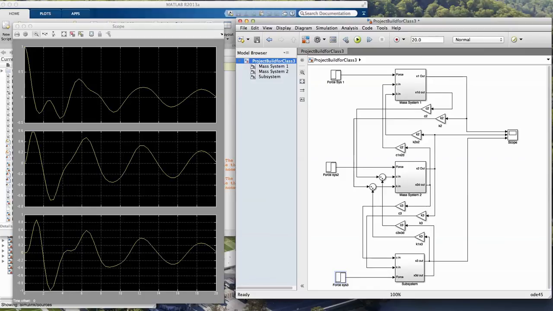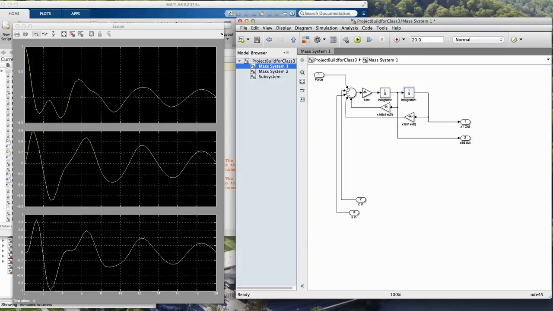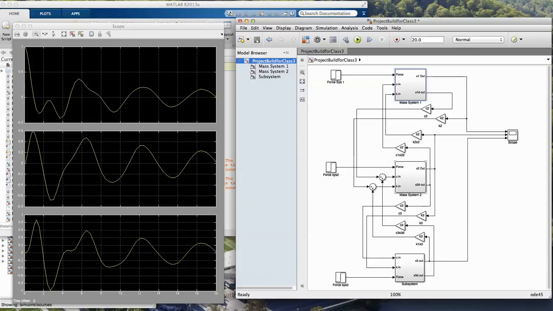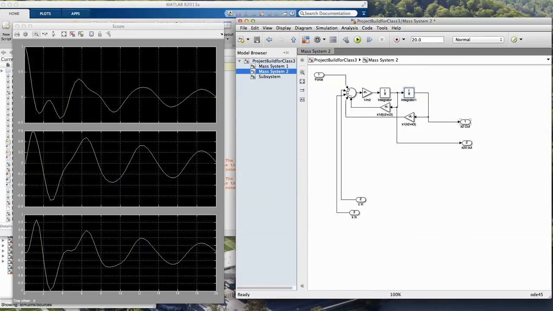So let me let you take a look at that for a second, and let's look at the subsystems. They're basically what they were before. The only difference is now I take directly X1 out and X1D out here. The next one, this makes all of them about the same. This is X2 out, X2D out. So it's about the same as the last one.